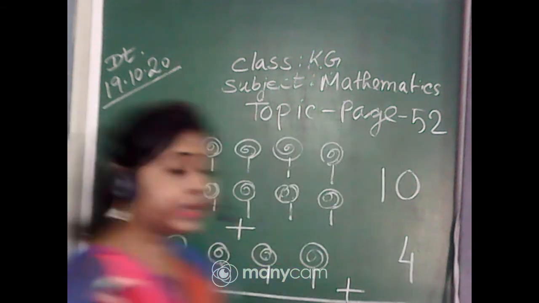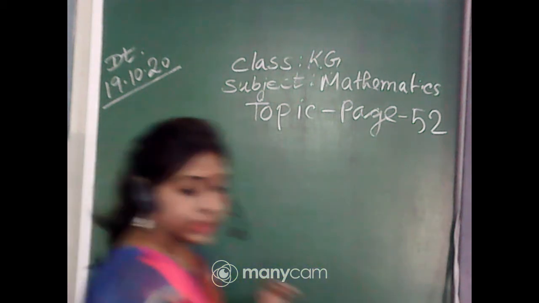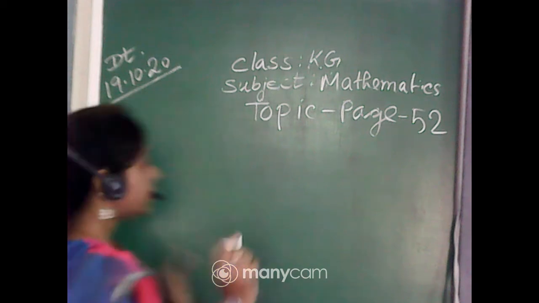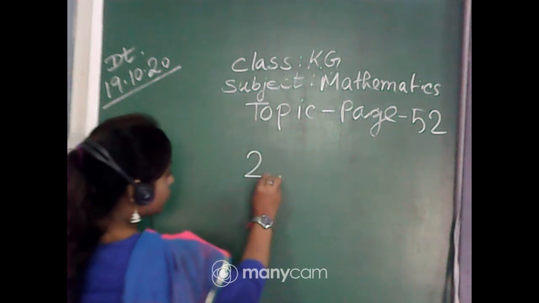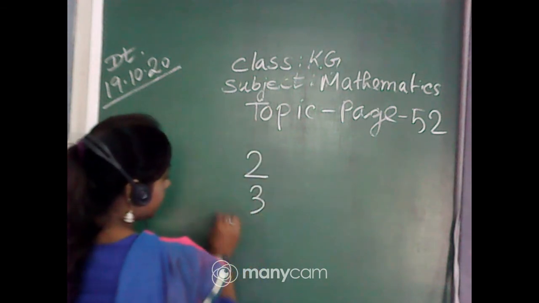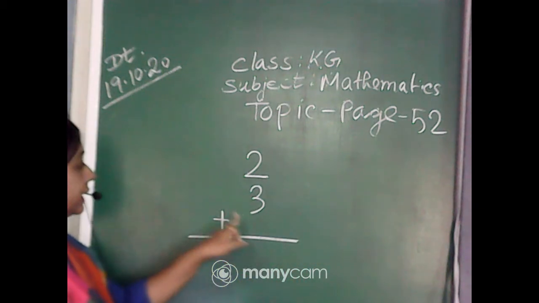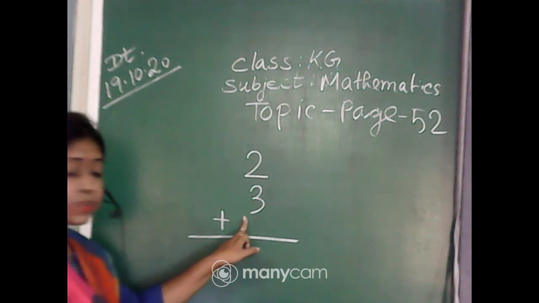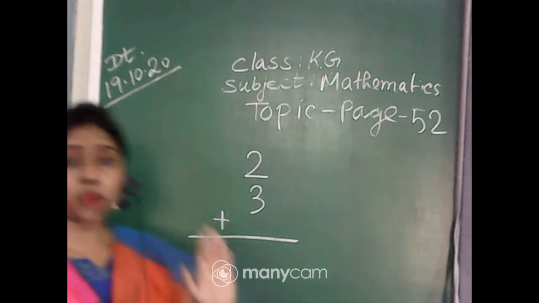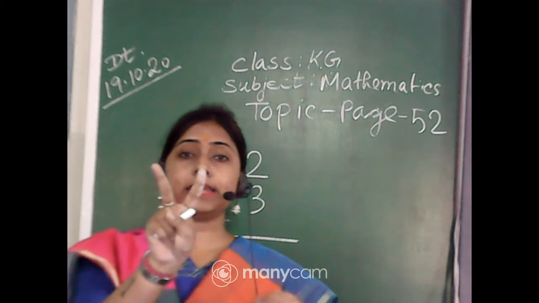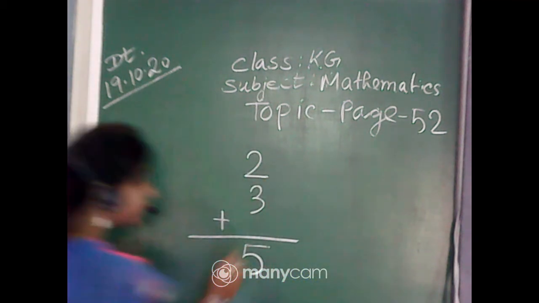Now the thing that I am going to tell you is, suppose you are doing vertical addition. First, 2 plus 3. Just write 2 and below it write 3. It is very easy. Which is the smaller number? 2. So 1, 2, and then 3, 4, 5. So the answer is 5.